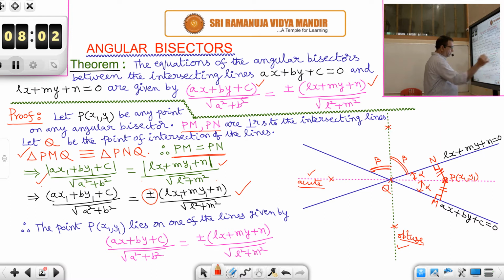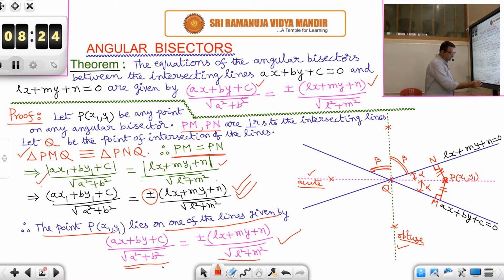Okay. So that's all. Now, from this, you know that the point x1, y1 lies on one of the lines given by this equation. Is it not? It is just like substituting the point x1, y1 in this equation. That means point x1, y1 always lies on one of these two lines, because plus or minus is there. Plus you will get one line, minus you will get another line. So P(x1, y1) satisfies the equation of one of these lines.